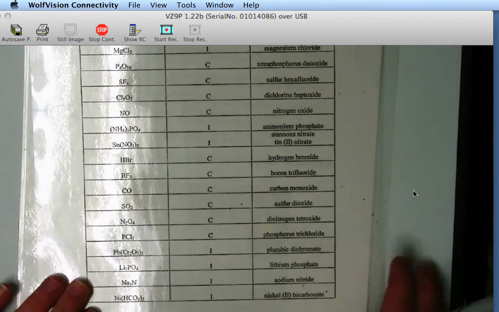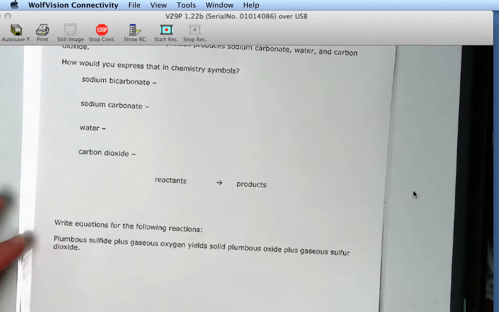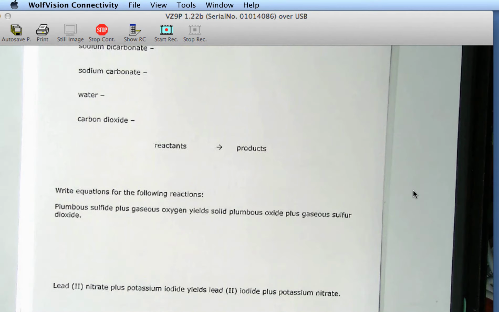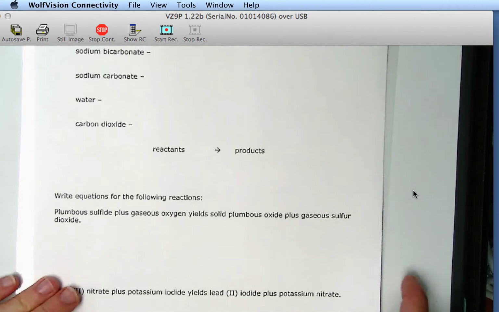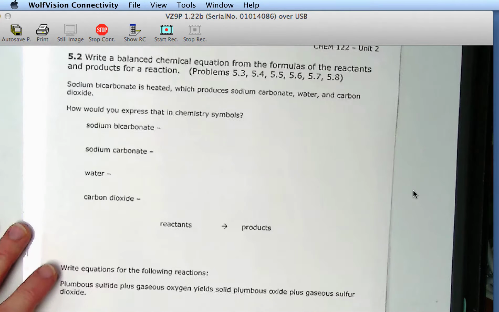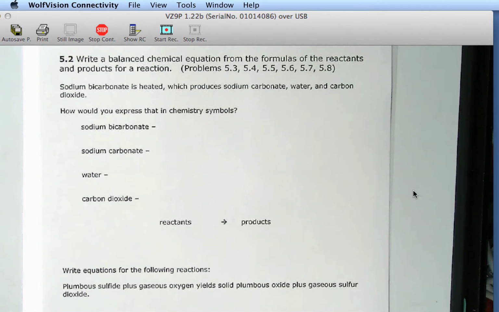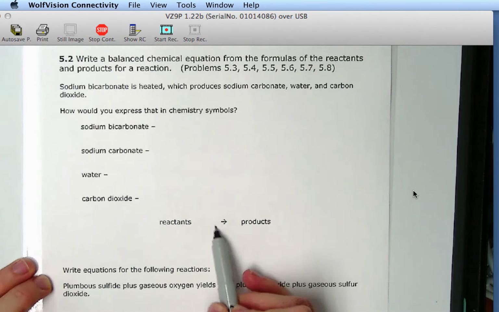So we're going to continue on in Unit 2. We learned how to convert grams to moles and moles to grams in our last lecture. So now we're going to deal with chemical equations, balancing them, making sure that what's on the left is equal to the right. It's kind of like what we saw in Unit 1 with nuclear chemistry. You can think of this arrow as an equal sign.